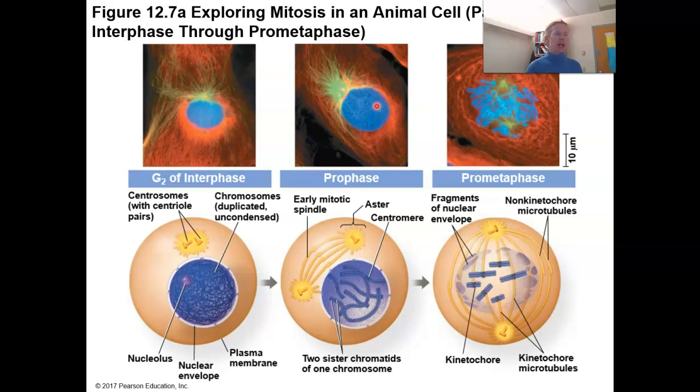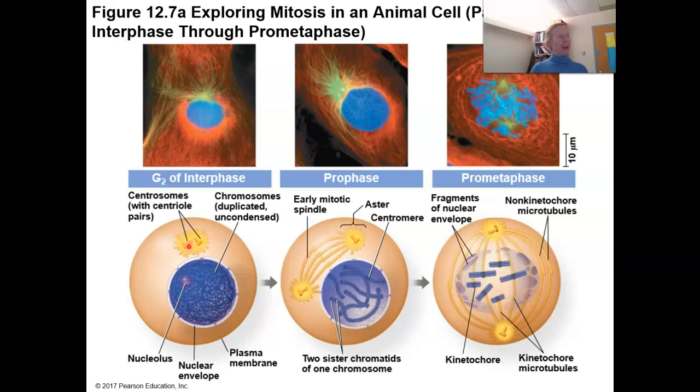A couple key things that happen here in prophase is that we see the actual chromosomes start to condense. They're supercoiling up and they're going to start looking like those linear chromosomes that we're used to. We also start to see the centrosome, right here. Remember I told you centromere and centrosome confuse people.